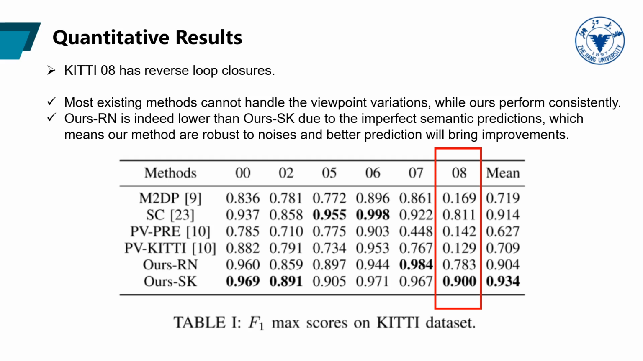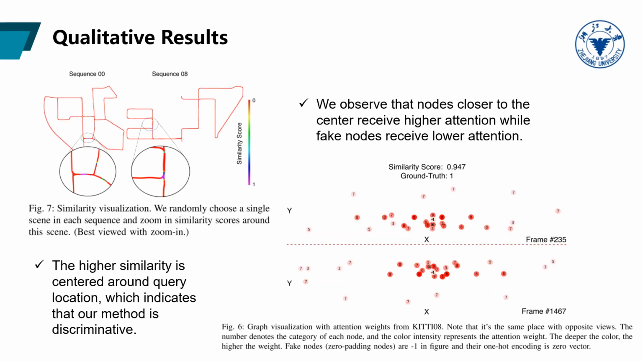Notably, the mIoU of RangeNet++ is only 52%, which is not high and will introduce noises, like wrong labels and centroid offset. Though Ours Rn is indeed lower than Ours SK, it performs satisfactorily, which indicates that better semantic prediction will bring improvements.